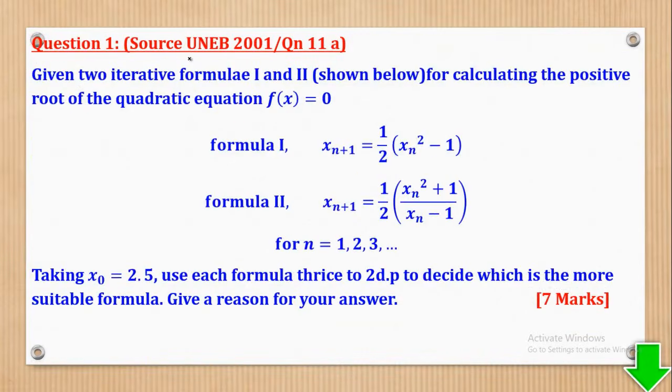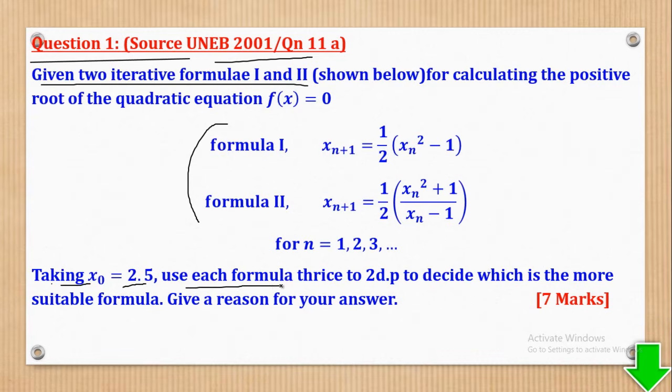So with that, we shall go through question 1, which came from UNEB 2001, paper 2, question 11a, and says, given 2 iterative formulae, formula 1 and formula 2, which are these ones, taking x0 as 2.5, use each formula thrice to 2 decimal places to decide which is more suitable formula. Give a reason for your answer. So we shall start with formula 1 and substitute. They are giving us the initial approximation.